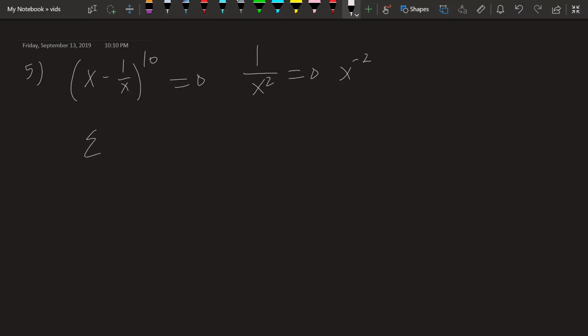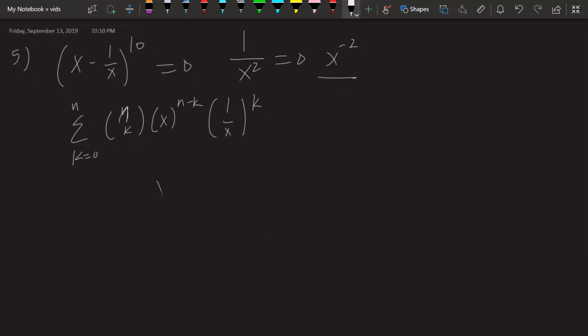So the binomial theorem tells us k goes from 0 to n, n combination k, x raised to the power of n minus k, times 1 over x raised to the power of k, right? Well, here they want the term x to the power of minus 2. So they want this to simplify to something equal to x to the power of minus 2. 1 over x raised to the power of k is the same thing as saying x raised to the power of minus k. I already showed you why. 1 over x is equal to x to the power of minus 1, right? You probably know this. This is just simple mathematics.